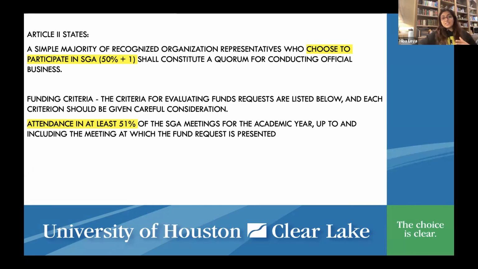So our idea is to count the number of student organizations that have been present for at least 50% of our SGA meetings, and a simple majority of that number will be our quorum. Does that make sense? So if there's like 10 organizations that never showed up, they would not be a part of quorum, because in order to be a part of quorum, you have to have attended at least 50% of our meetings, which is how we consider you somebody who chooses to participate.